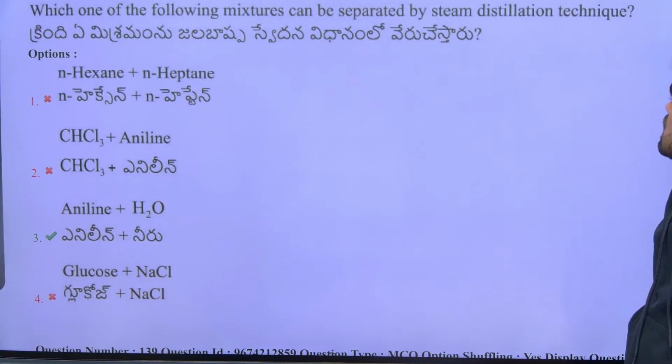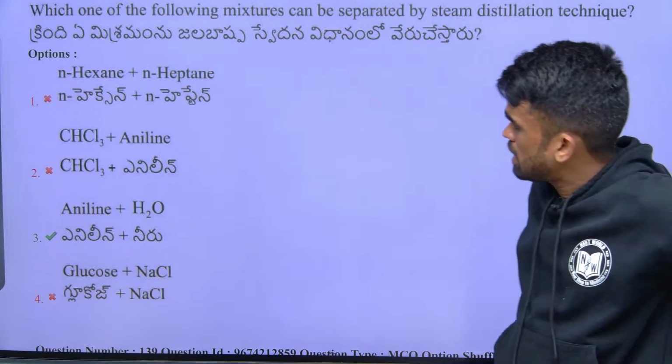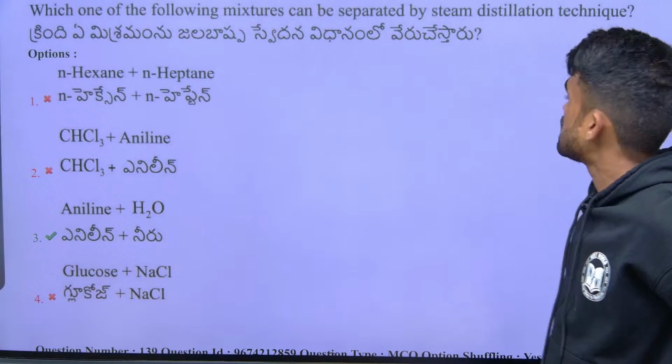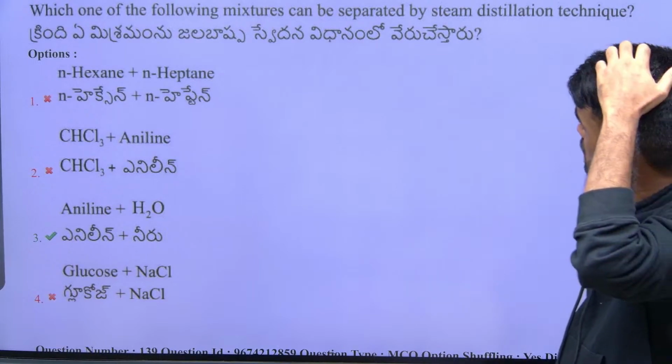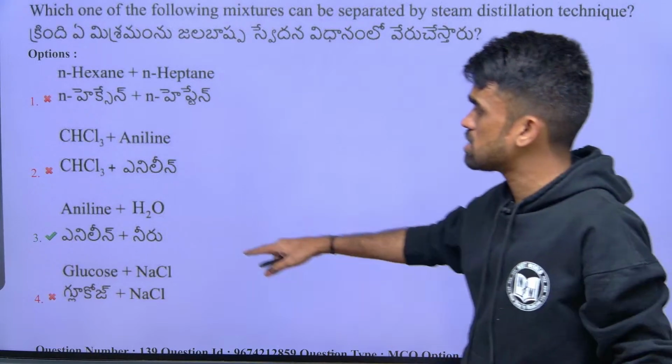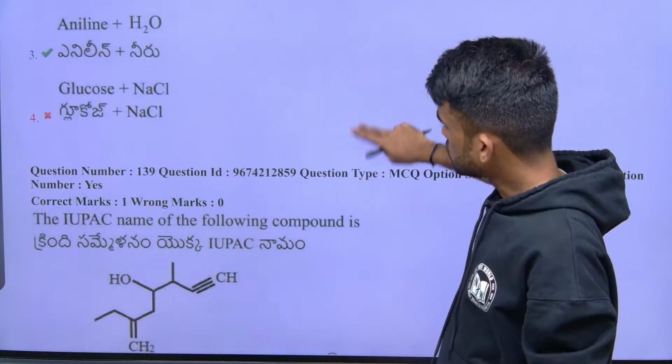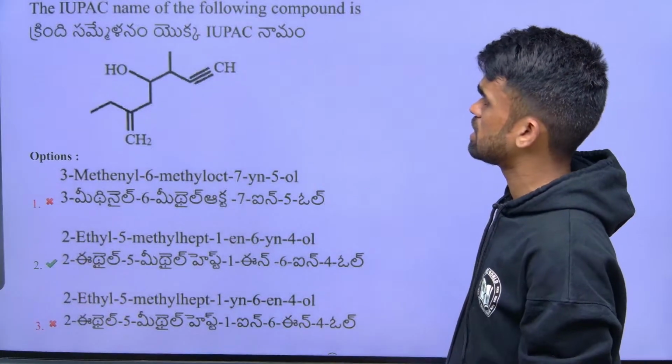Yes, again steam distillation, I hope we already solved, we have seen one question like this in the previous papers also. So what is the mixture that can be separated by steam distillation? It is water plus aniline. What is the IUPAC name for this compound?